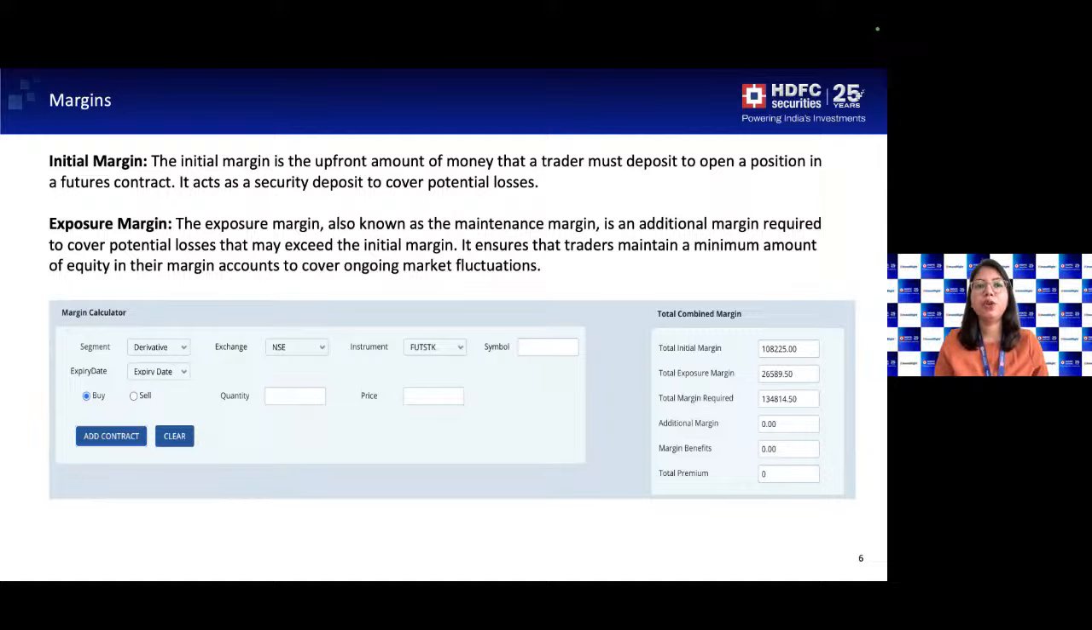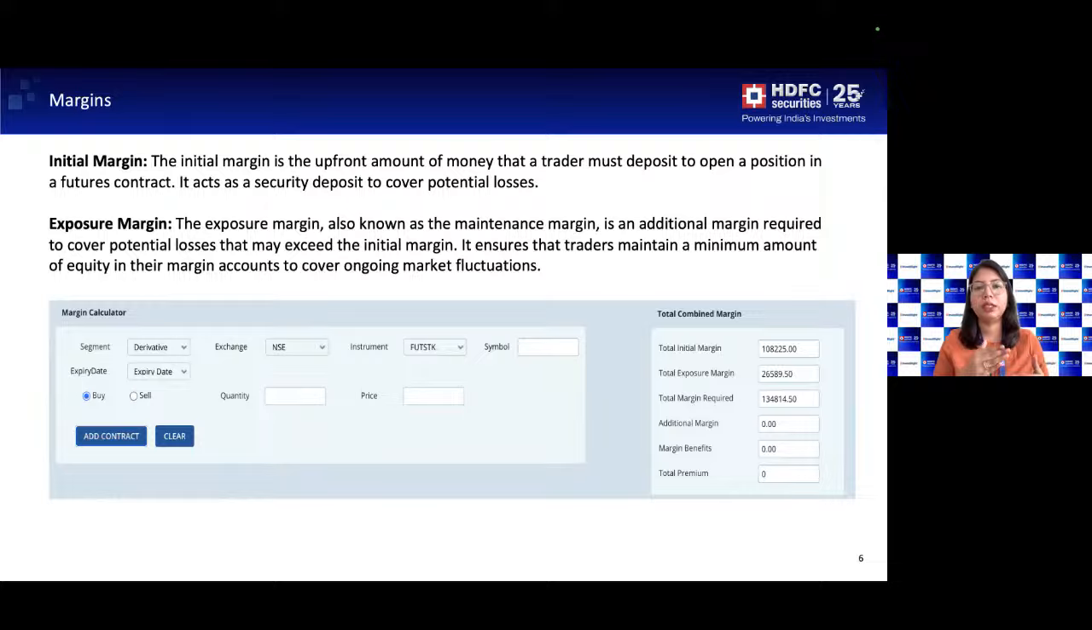This is going to protect against any fluctuations in your M2M due to the volatility of the market. Whenever this falls short, you will get a margin call. You will have to add extra capital whenever this exposure margin falls short, to stay in that particular position. Based on these two margins, the total margin required is calculated for the futures contract.